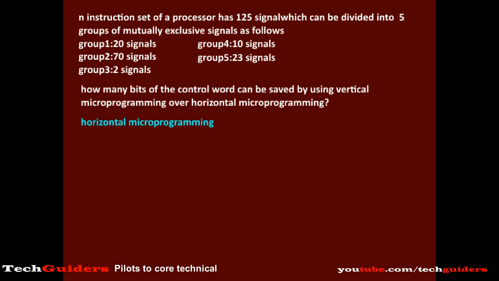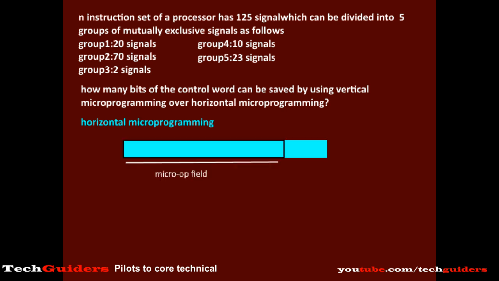In horizontal microprogramming, we know that within each microinstruction, in the micro operation field or in the control signal field, we reserve 1 bit for each control signal. Hence, for 125 control signals, the number of bits required is 125 bits.